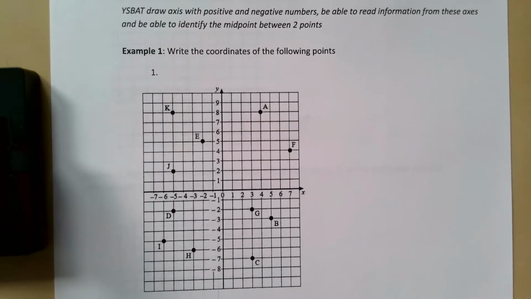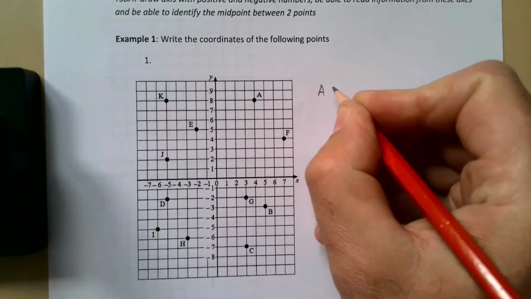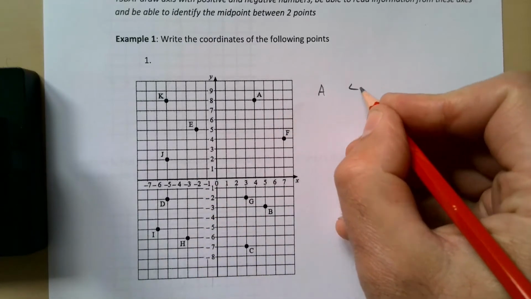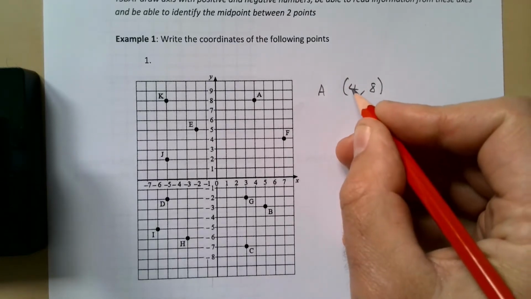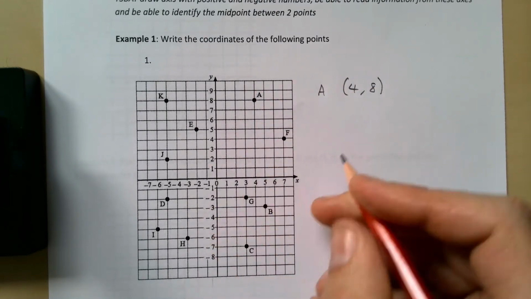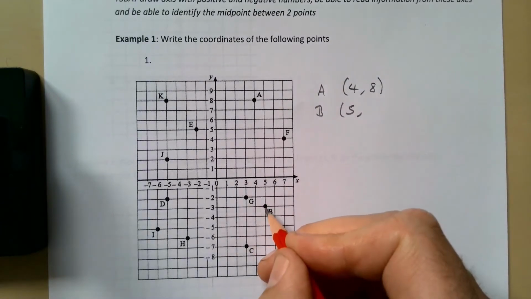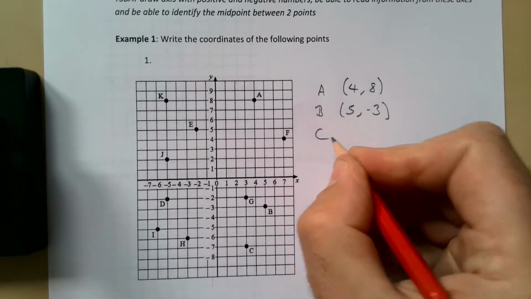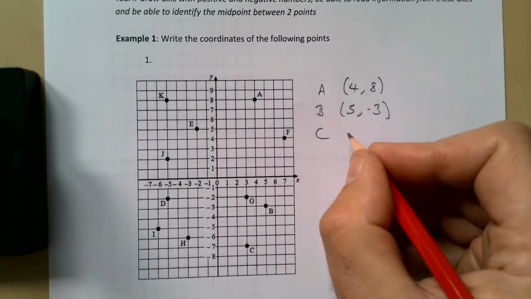Write the coordinates of the following points. We have a few to do here, so let's get going. Our point A, 4 and 8. Remember again from our last video, we put a comma in between each one, we put a bracket around it, and we always go across before we go up or down. Our point B, across 5, and in this case now we're going down 3, so it'll be minus 3. Now the 5 isn't the negative, it's just the 3. C is going to be 3 minus 7.